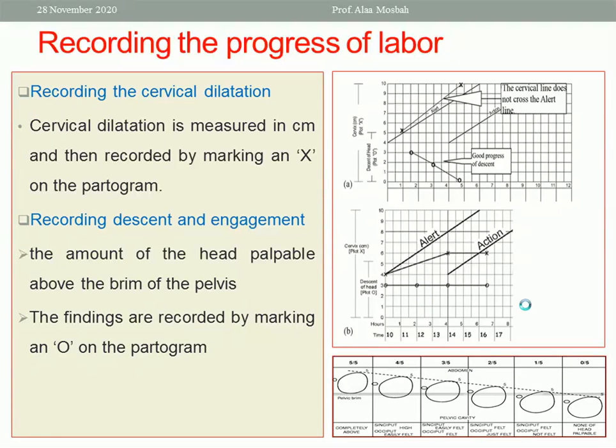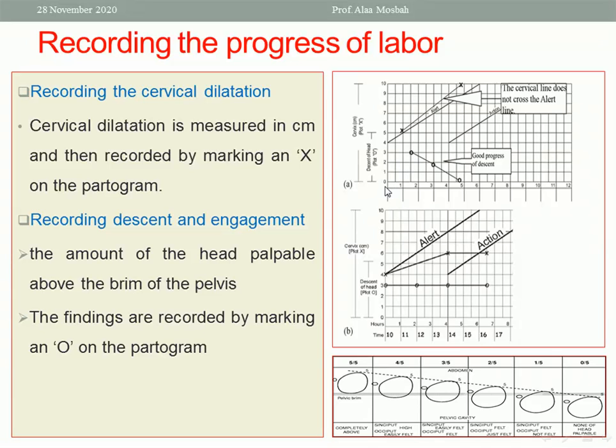So let us look at this picture. We are recording the cervical dilatation on the partogram to see the progress. Is it progressing very well, or is there a problem as regards the progress of cervical dilatation? We will mark X for cervical dilatation and the letter O for descent of the head. So if you find X, this means cervical dilatation. O is for descent of the head.